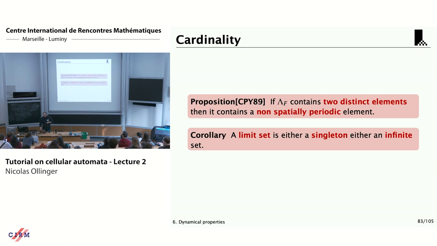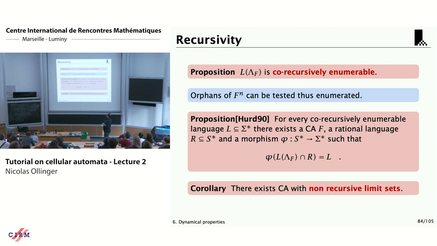So how strange can the limit set be? Actually, it can be quite ugly. So first, you can construct cellular automata with co-recursively enumerable limit sets. The language is also always co-recursively enumerable, but you can construct cellular automata with non-recursive limit sets.